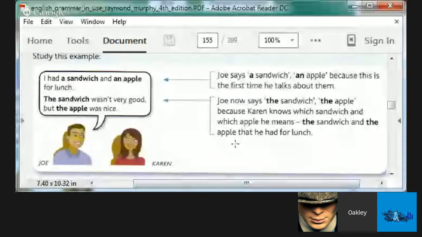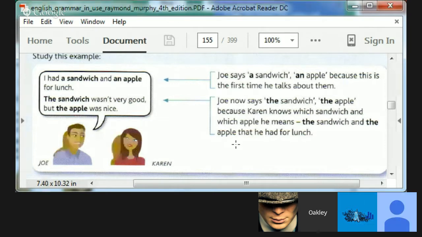What we're talking about is, first of all, whether to use a or an, or to use the. In a progressive situation, a discussion, this goes for whether you're having a conversation or you're writing an essay, you're writing a story, same idea here. The first time you bring up a noun, you're going to use a or an, as if we're talking about it in general.